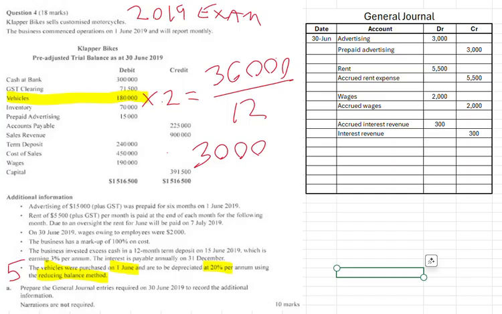So therefore, in terms of our GJ entry, we always debit the expense, depreciation. You must identify the asset, even if there's only one NCA that we're claiming depreciation on. Otherwise, you'll lose a mark. And we do a credit entry to our ACDEP on the vehicle.